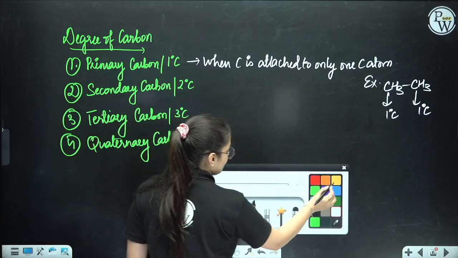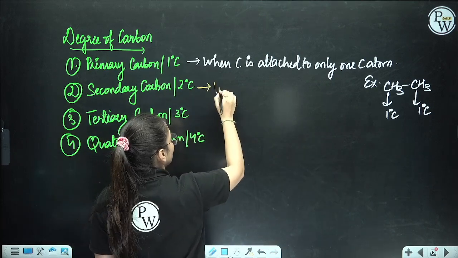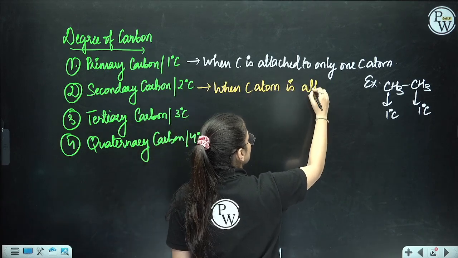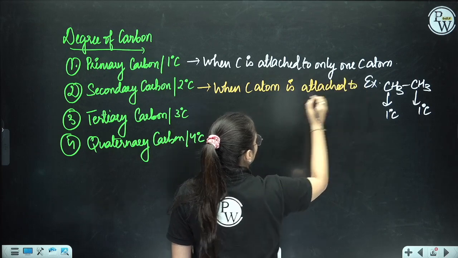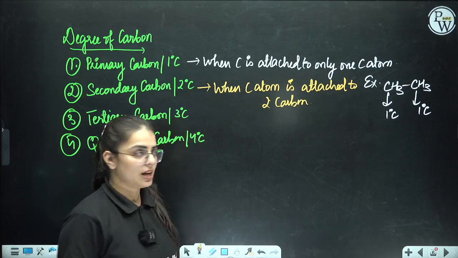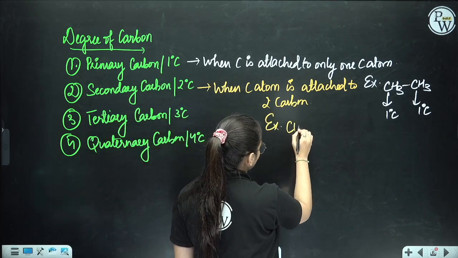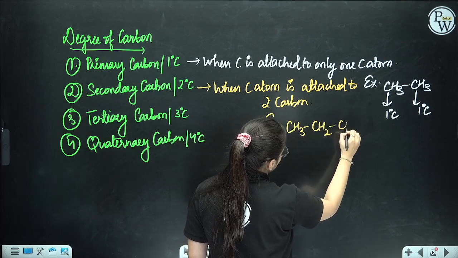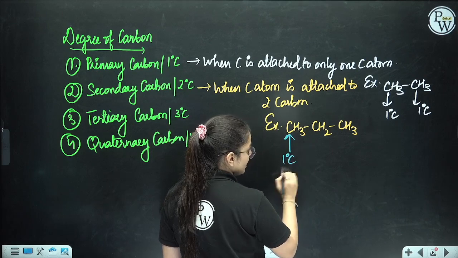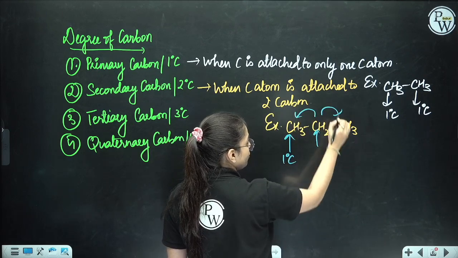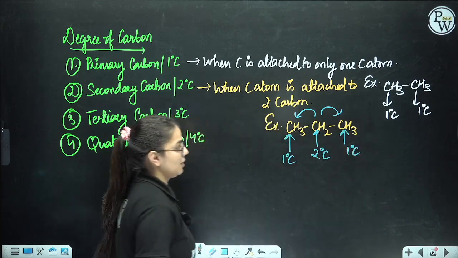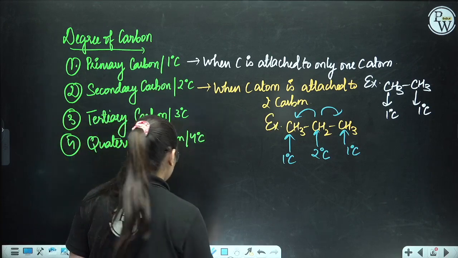Let's talk about the next one. That is secondary carbon or 2 degree carbon. When a carbon atom is attached to 2 carbons, that is basically 2 degree or secondary carbon. Let's take an example. CH3, CH2, CH3. See students, over here, this carbon is attached to one carbon, so it is 1 degree. This carbon is attached to one over here and one over here, 2 carbons, so this is going to be 2 degree. This carbon is attached to one, so it is 1 degree. Clear with this part? Easy? Okay, ma'am. Let's see the next one now.